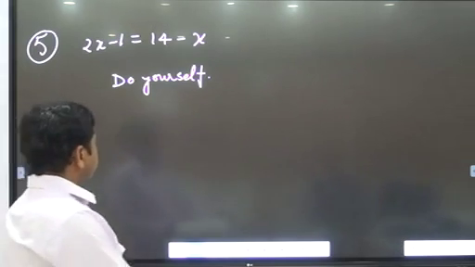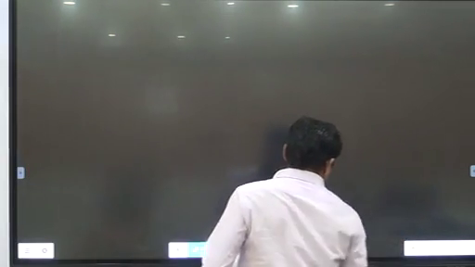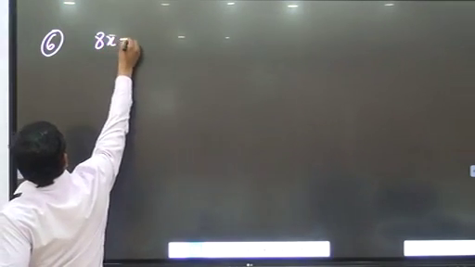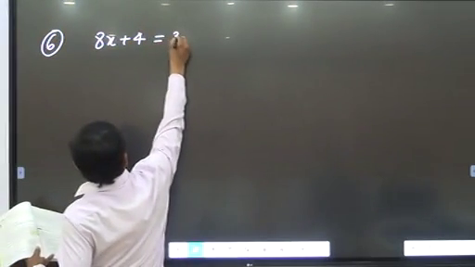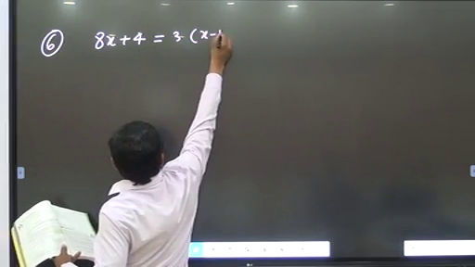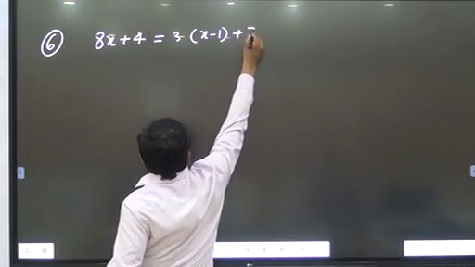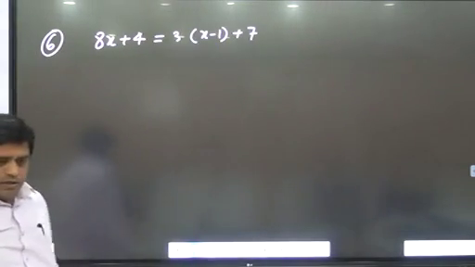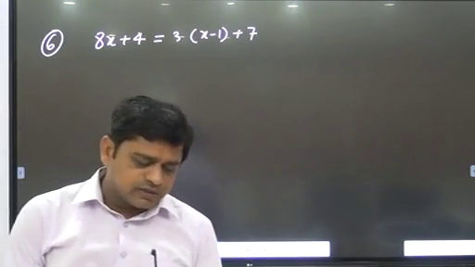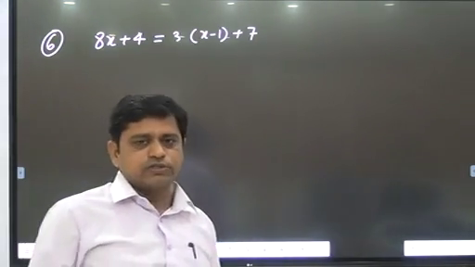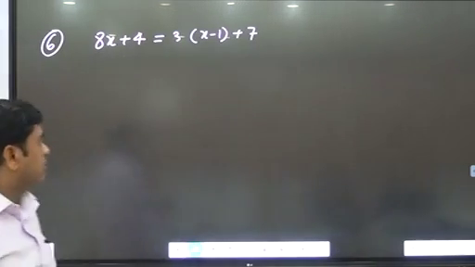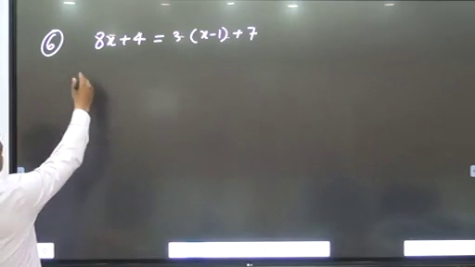Now question number 6. Sixth question, 8x plus 4 equal to 3x minus 1 plus 7. Actually all the questions are the same in pattern and easy, but there is a little difference in the solution. So I am going to solve all the questions with different processes here. So these are some different steps.